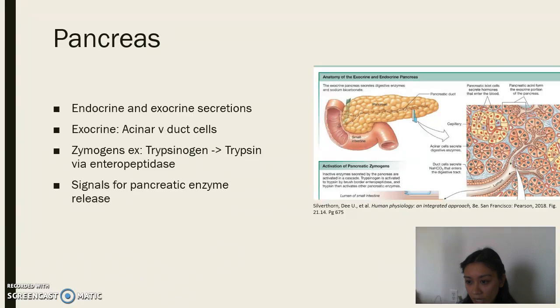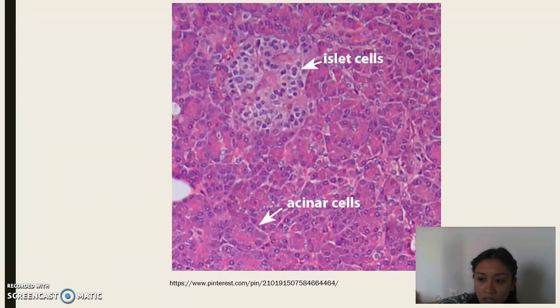So signals that will allow for this pancreatic enzyme release include distension of the small intestine, presence of food in the intestine, neurosignals, and the GI hormone CCK. And these pancreatic enzymes will enter the intestine as the watery fluid that has the bicarbonate. So here we can see histology of the pancreas. Right here are the islet cells, and right here the acinar cells.